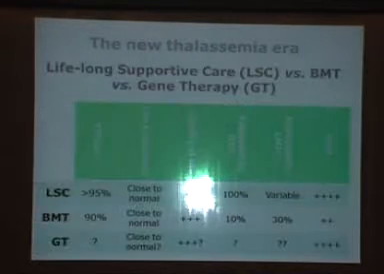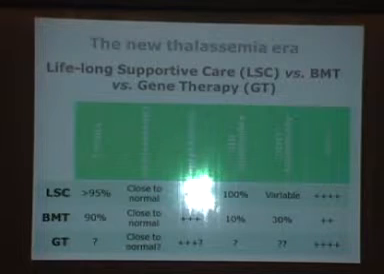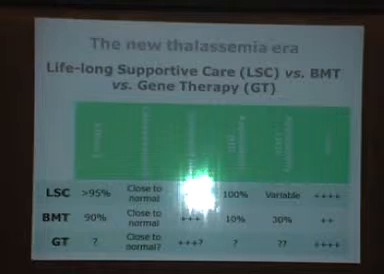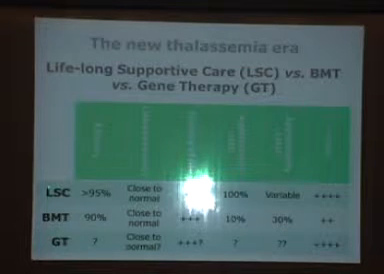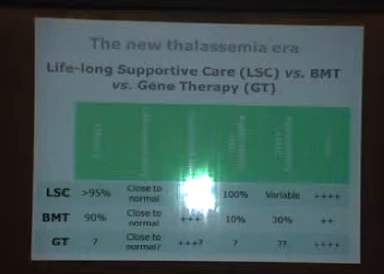And so here I tried to do a very gross comparison, but I think it's a useful, let's say, intellectual exercise to compare long-term supportive care, bone marrow transplant, and gene therapy. So efficacy of long-term supportive care is probably more than 95%. So it's very effective. Life expectancy, I would say, with supportive care now is probably close to normal. Theoretically, a thalassemia patient could have a close to normal life expectancy.